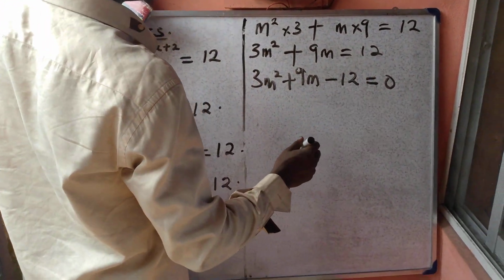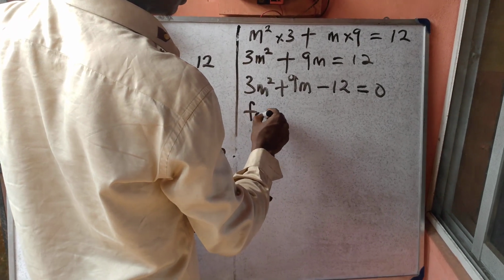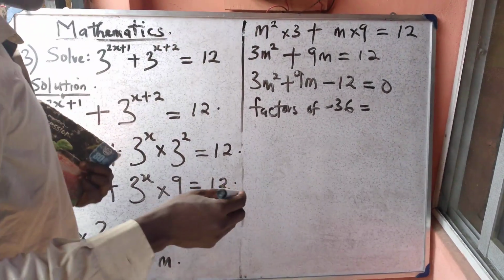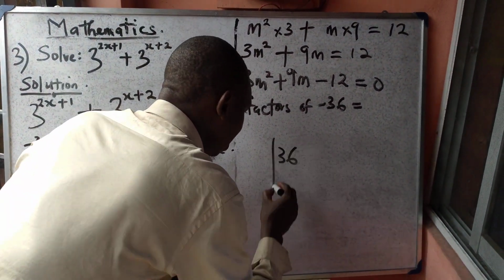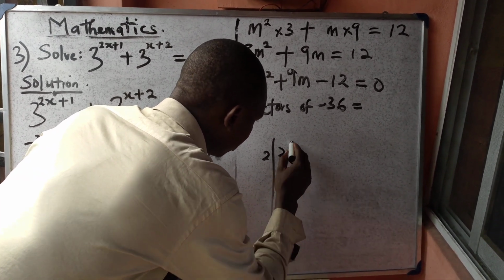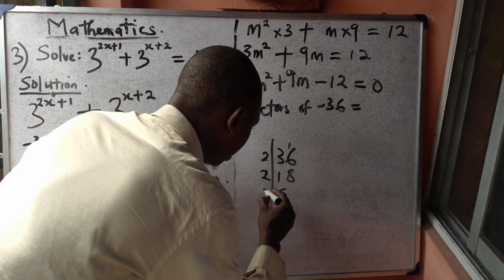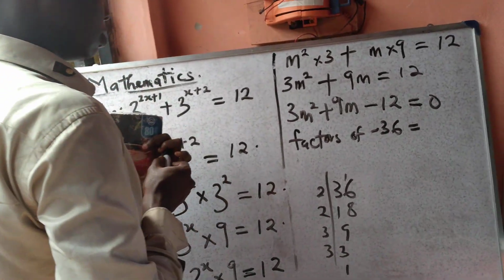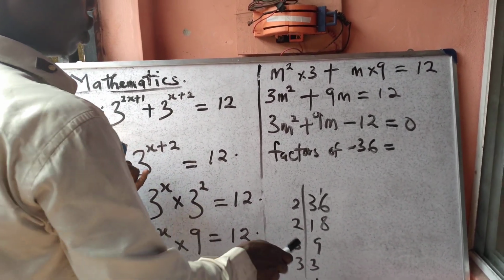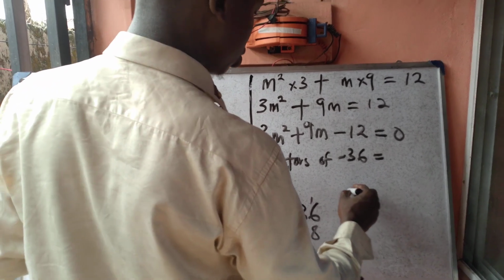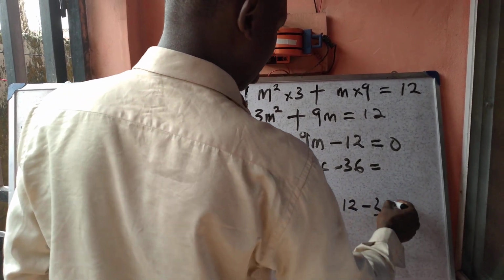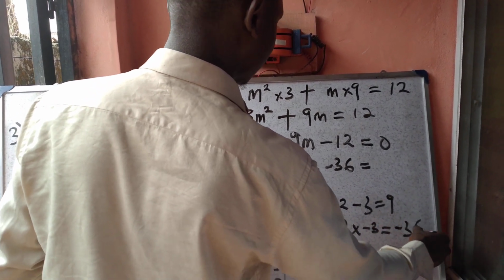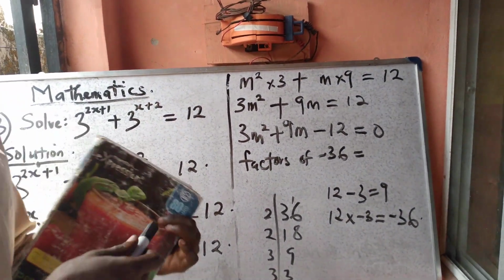3 times 12 gives you what? Gives you minus 36. Now look for the factors of minus 36. Let's obtain those factors. Look at this. 2 can go into 36, you have 18. 2 goes into 18, you have 9. 3 goes, you have 3. 3 will go, you have 1. So let's assume that we are using 2 times 2 is 4. 4 times 3 is 12. So you say 12 minus 3 is 9, and 12 times minus 3 is minus 36. Okay, we have obtained those 2 factors.